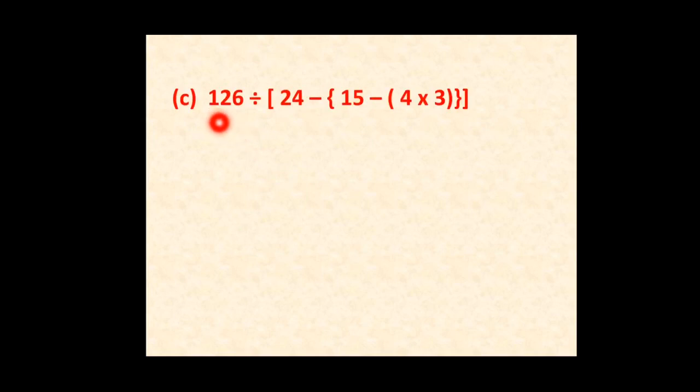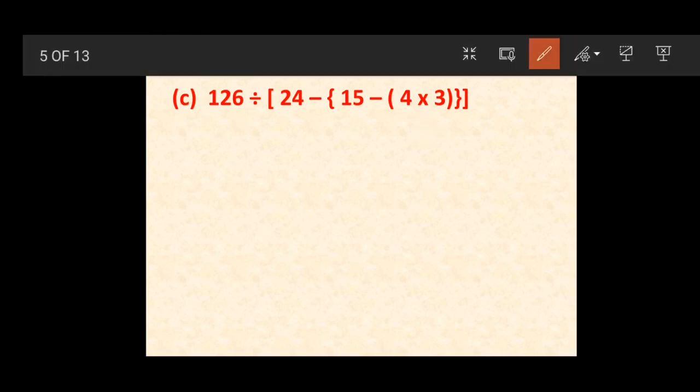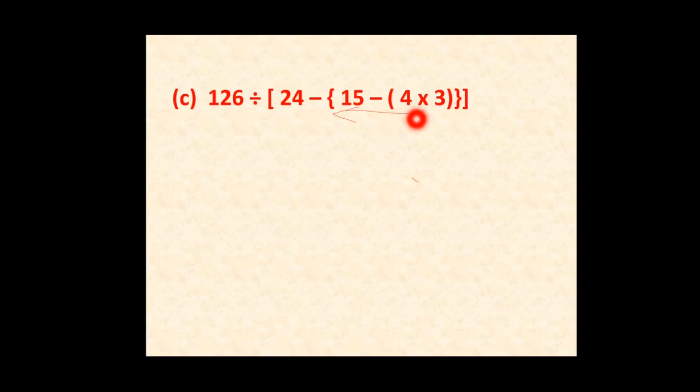Going towards example number 3. Here we have 126 divided by square brackets 24 minus curly brackets 15 minus round brackets 4 into 3. Then round brackets are closed, followed by curly brackets, and finally square brackets are closed. Now to solve it using BODMAS, we have to solve the brackets first, in the order from innermost to outermost. That is, we will solve the round brackets first, then curly brackets, and finally square brackets.